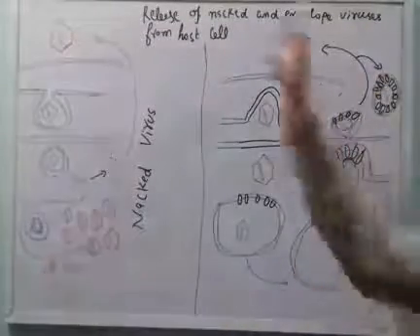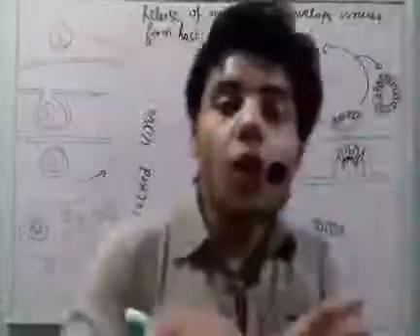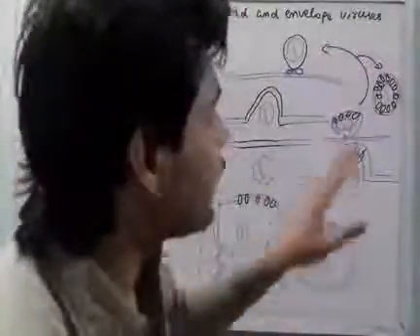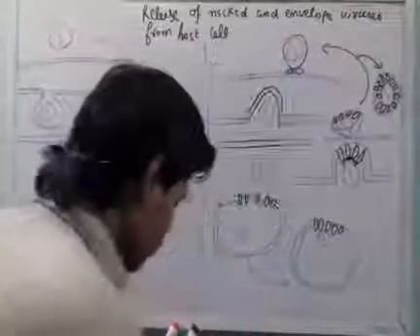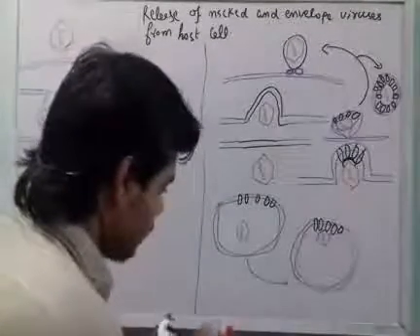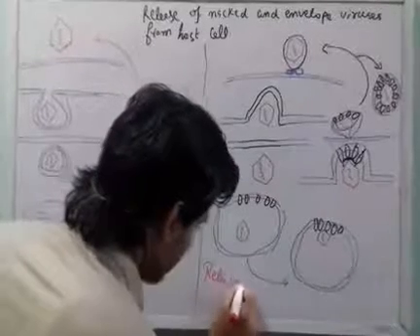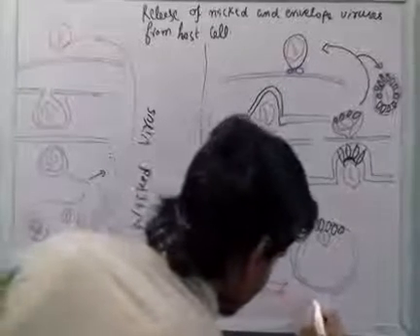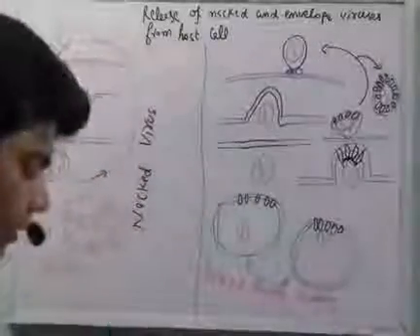Once again, let me explain the whole process for your understanding. This envelope virus will not kill the cell. They just kill the cell at the end, but not from the beginning. The envelope viruses are released through budding. So they are released through budding.